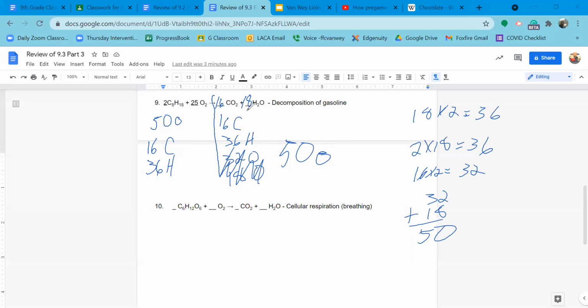When you burn gasoline, you take gasoline, you add 25 parts of oxygen, and it gives you 16 carbon dioxides and 18 waters every time you burn gasoline. Did you know that water comes out the tailpipe of your car? Right here it is in a chemical equation. It tells you that. Water is one of the products of combustion.